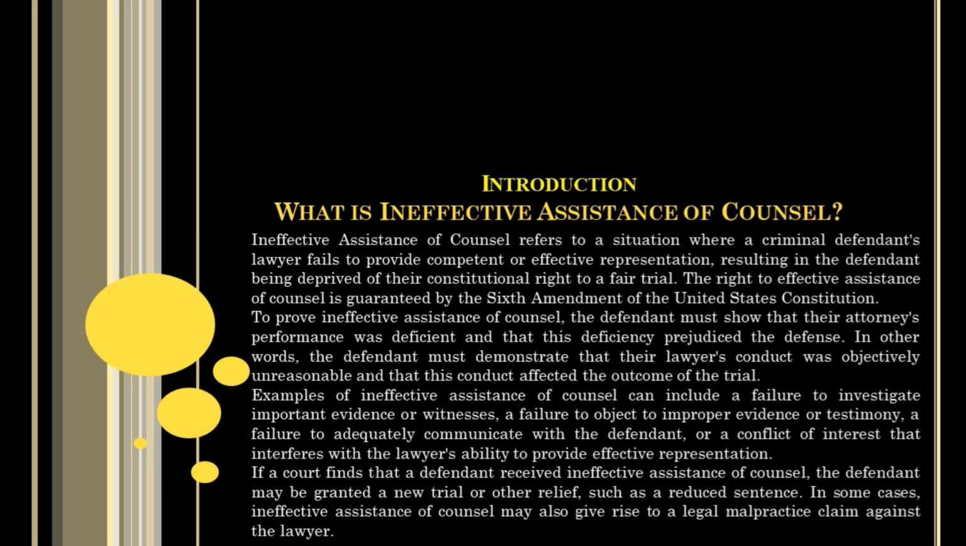Examples of ineffective assistance of counsel can include a failure to investigate important evidence or witnesses, a failure to object to improper evidence or testimony, a failure to adequately communicate with the defendant, or a conflict of interest that interferes with the lawyer's ability to provide effective representation. If a court finds that a defendant received ineffective assistance of counsel, the defendant may be granted a new trial or other relief, such as a reduced sentence. In some cases, ineffective assistance of counsel may also give rise to a legal malpractice claim against the lawyer.